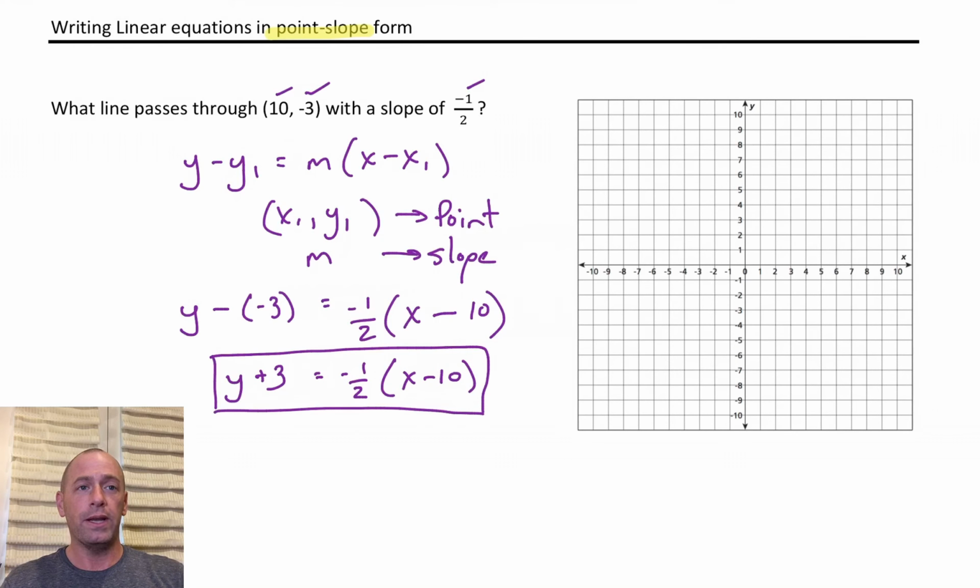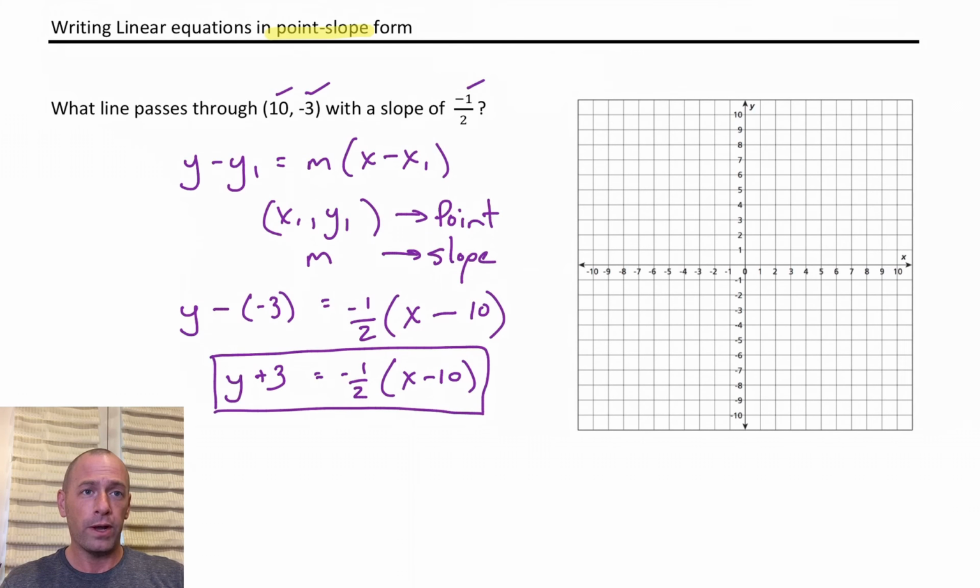y plus 3 equals -1/2 times (x minus 10). That's the line written in point-slope form. And a lot of students think they will have to do something else after that, like solve for y, but you don't. You're done. So now we're going to check this using our graph.